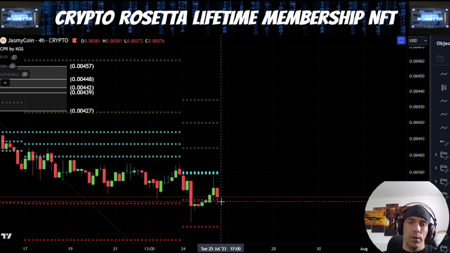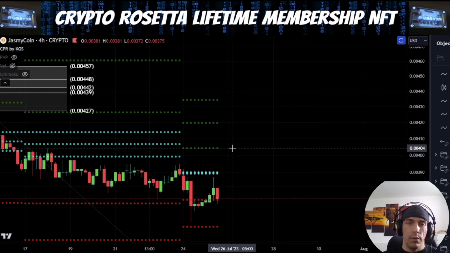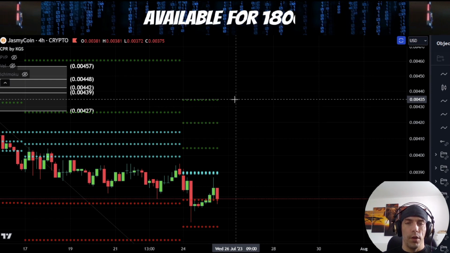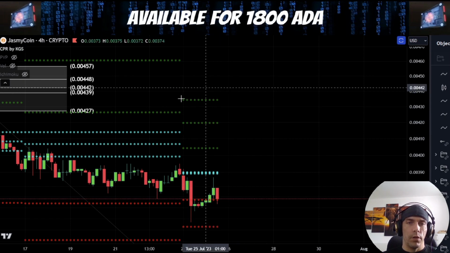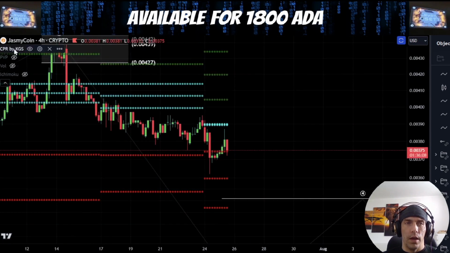If we do see price, however, reverse back to the upside here, potentially we could see a retest of this 404. We have this 420 and this level here of this 435 as potential upside targets. So going to be keeping an eye on these levels once again, coming back up into these highs over there.